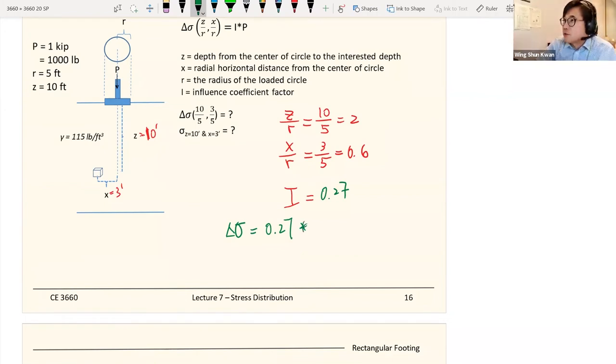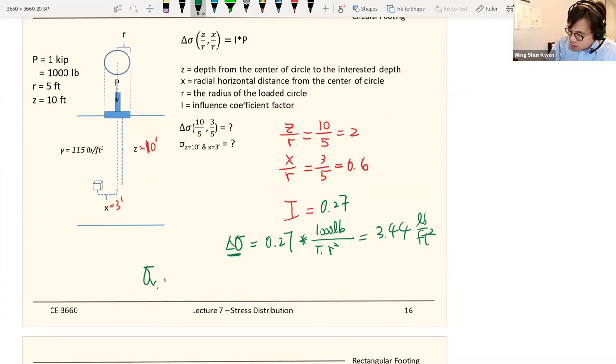Times the stress. So the stress will be 1,000 pounds divided by the area. So that should give me the final stress, which will be equal to 1,150 pounds per square foot plus 3.44.